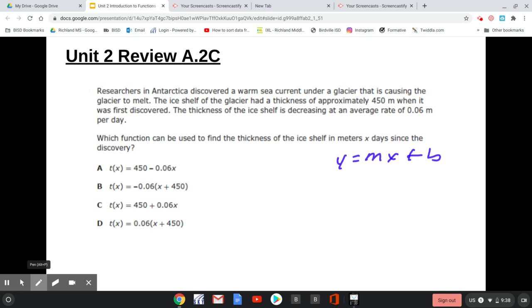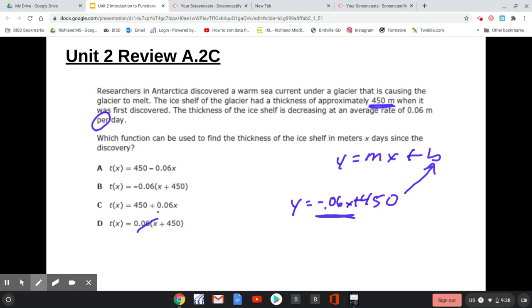And I know that this is going to start at 450. So the glacier has a 450 start, so that is my B. And it is decreasing at an average rate of 0.06 per day. There's my word, per. So y equals, and since it's decreasing, it'll be a negative 0.06x plus 450. So I need to look for a negative 0.06x.